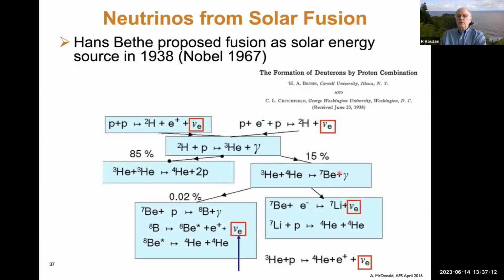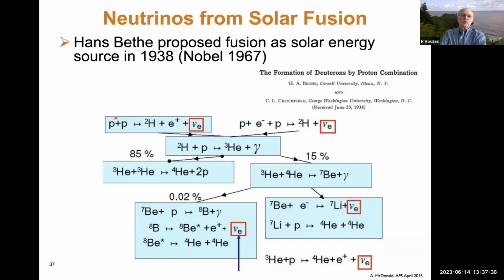So it was in 1938 that Hans Bethe described how the sun might produce energy by fusion. Up until this point, we did not know how the sun created its energy. Gravity can't explain it. Burning can't explain it. But in 1938, Hans Bethe described this process, and he got the Nobel Prize for that.